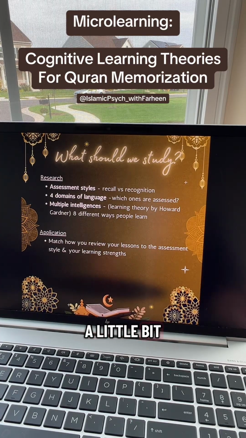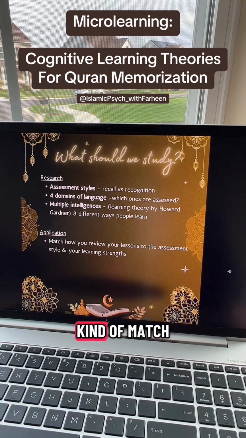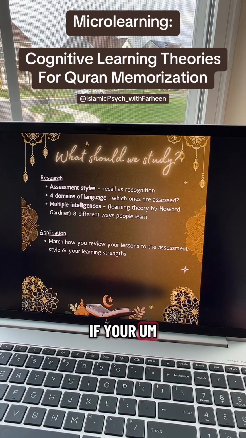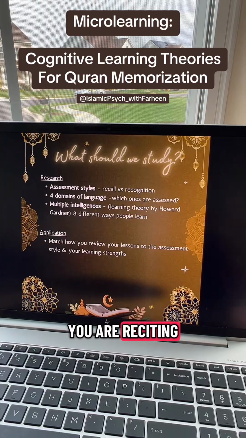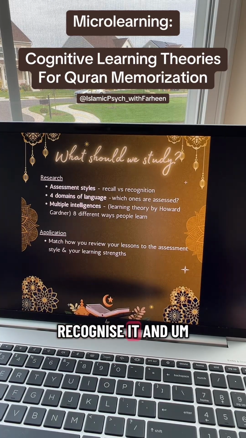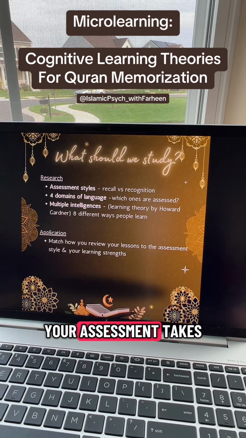All right, this was a little bit more about my Quran class that I'm taking. You do want to kind of match your assessment style to your review style. So for example, if your assessment is going to be where you are reciting your surahs, that's recall. You have to come up with those words by yourself. Recognition is more paper and pencil, think multiple choice, where you see it on a paper or hear a word and then you just have to recognize it, and your assessment takes place that way.